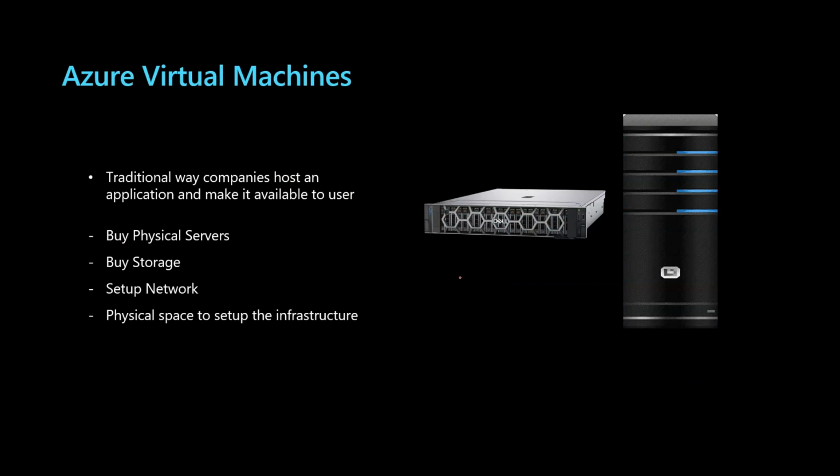First of all, let us understand how a company sets up its infrastructure in its own data center, how they host an application and make it available to users. To set up their infrastructure, they need to buy physical servers, they need to buy storage, and set up a network. Also, allocate physical space to set up the infrastructure, which comes with a large upfront cost for the companies.